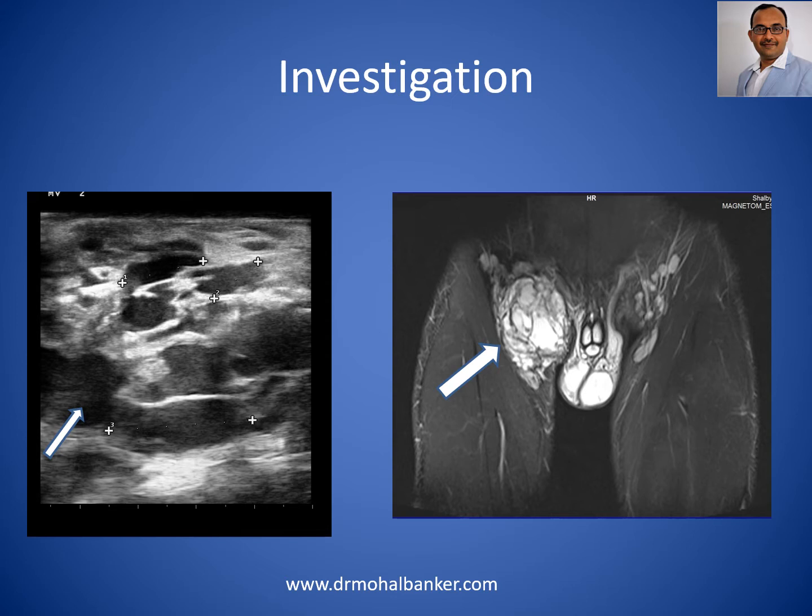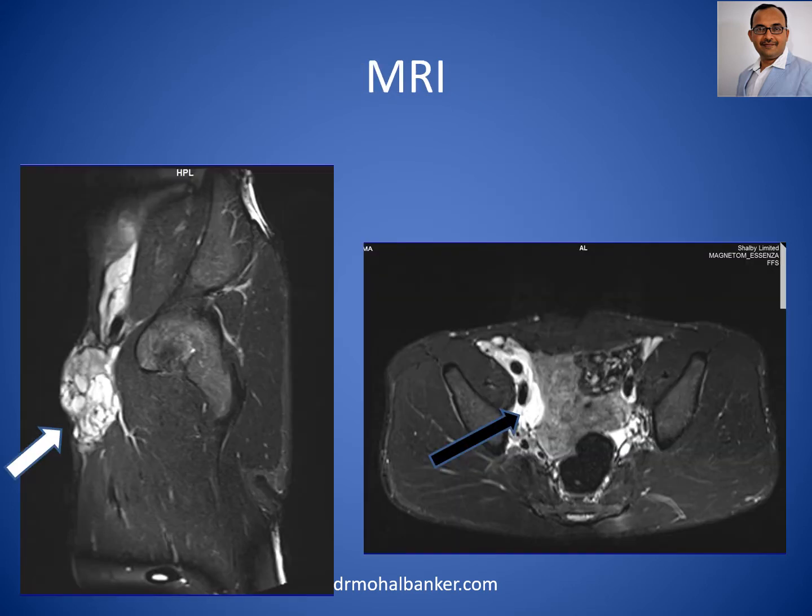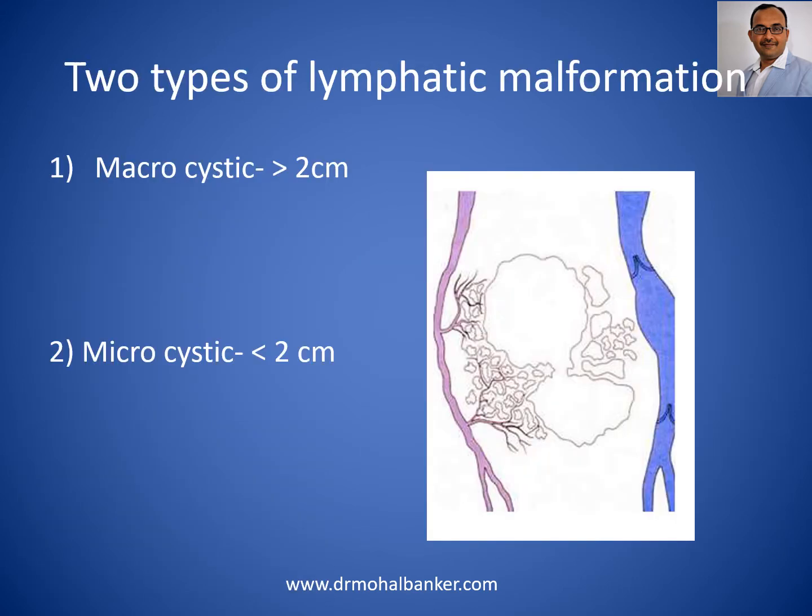And on MRI, classical high intensity signals are seen in the T2 weighted images. So this is a classical lymphatic malformation. If the size of the cyst is more than 2 cm, then it is called macrocystic lesion. And if the size of the cyst is less than 2 cm, it is called microcystic lesion. If the lesion has both varieties of cyst, it's called mixed variety of lymphatic malformation. In these lesions, most of the cysts are the macrocystic variety. So now we know the diagnosis.